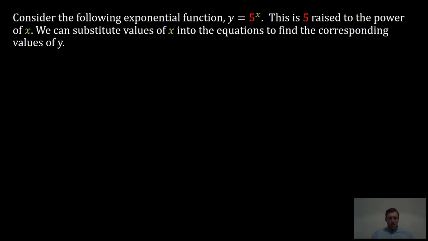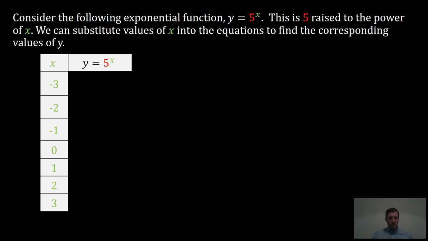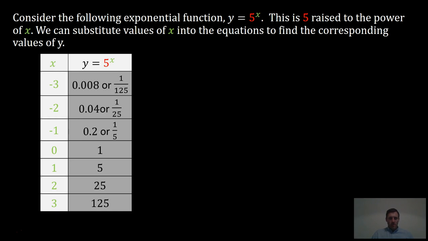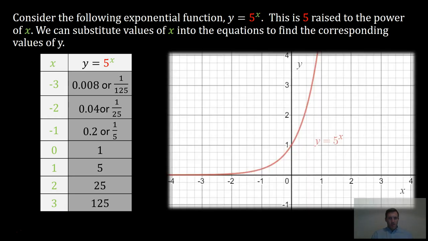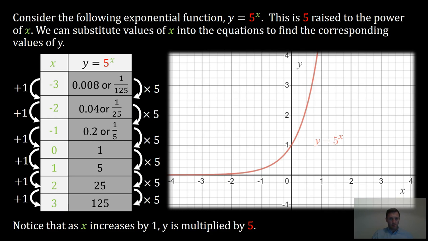Consider the exponential function y equals 5 to the power of x. We substitute values of x into the equation to find the values of y, starting with -3 to 3. Substitute them into the equation to find the corresponding y values. Notice again that when x equals 0, y equals 1. Once we've constructed the table, we can use it to draw the graph of the function. Notice this time that as x in green increases by 1, y is multiplied by 5 from top to bottom.